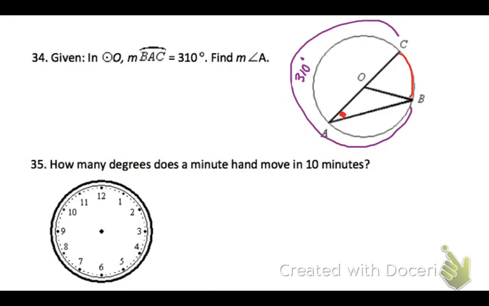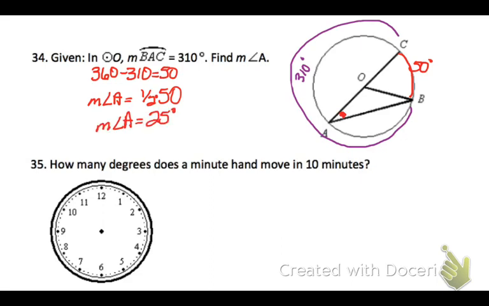Sorry about the clock. Okay, so a circle has 360 degrees. That major arc was 310, so what's left is arc CB, which is 50 degrees. The measure of angle A, which is the inscribed angle that makes that arc, is half of that. So the measure of angle A is 25 degrees.